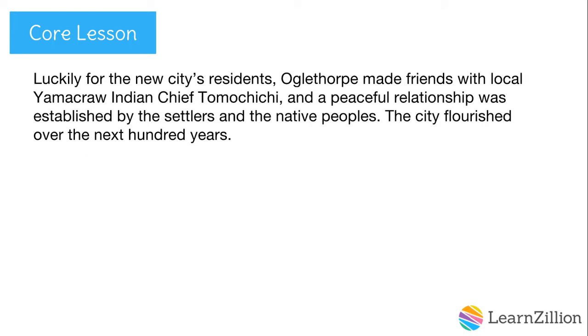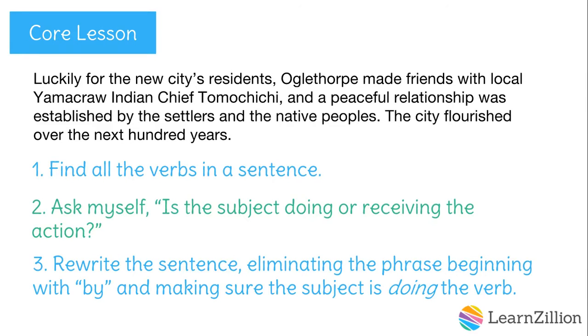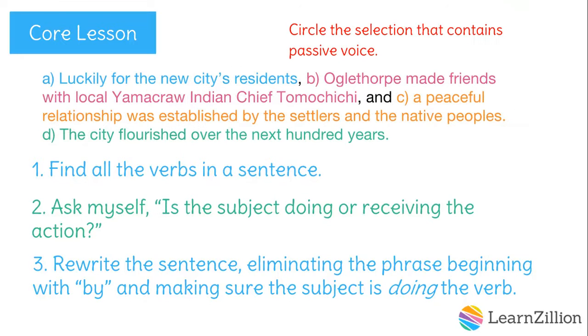Alright, we're almost done. Let's try it again with the next two sentences. Again, remember that we want to first look for the verbs, then ask ourselves whether the subjects are doing or receiving the action, and if we do notice passive voice, we want to fix it by getting rid of the by phrase and making sure the subject is doing the verb. This time, see if you can recognize the passive voice on your own.